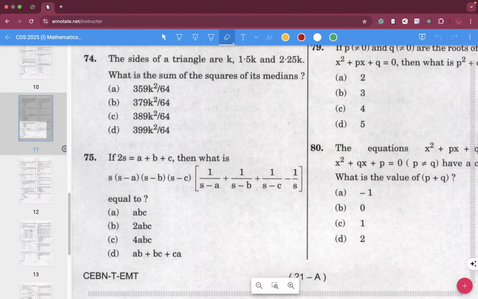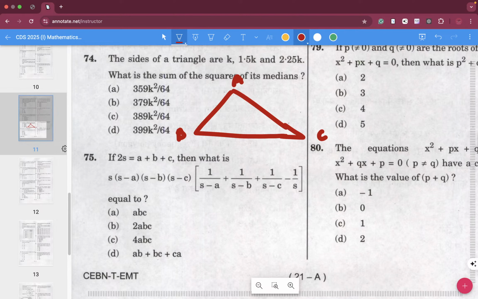So now you have a triangle over here. The sides are A, B, C. The opposite of A is K, the opposite of B is 1.5K, and the opposite of C is 2.25K. So what is the sum of the squares of its medians, right?